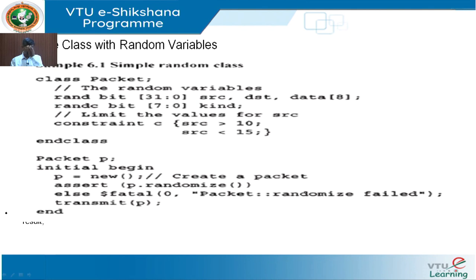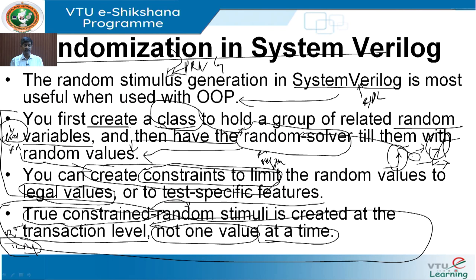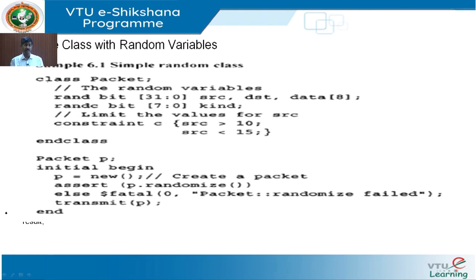So how to do these creations? I will do a simple random class to define that. As we define, first we need to create a class. I am creating a class. I am just doing it for an APB bus to do its transaction. So I am generating a packet to do this transaction on APB. I have a class packet. I am defining a simple random class, which is called a packet.